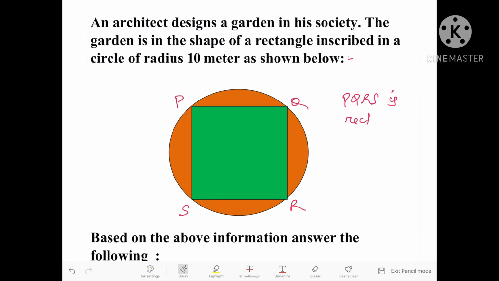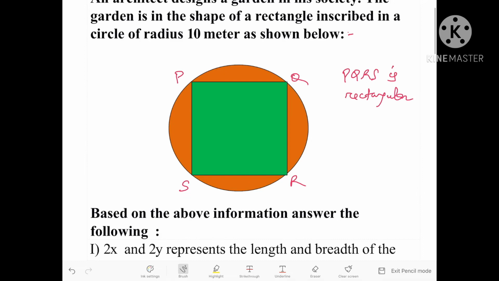PQRS is of rectangular shape. That means each angle of this rectangular shape is 90 degree. And we know angle in a semicircle is 90 degree. That means definitely the center of the circle will lie on this line PR, which is the diagonal of the rectangle.